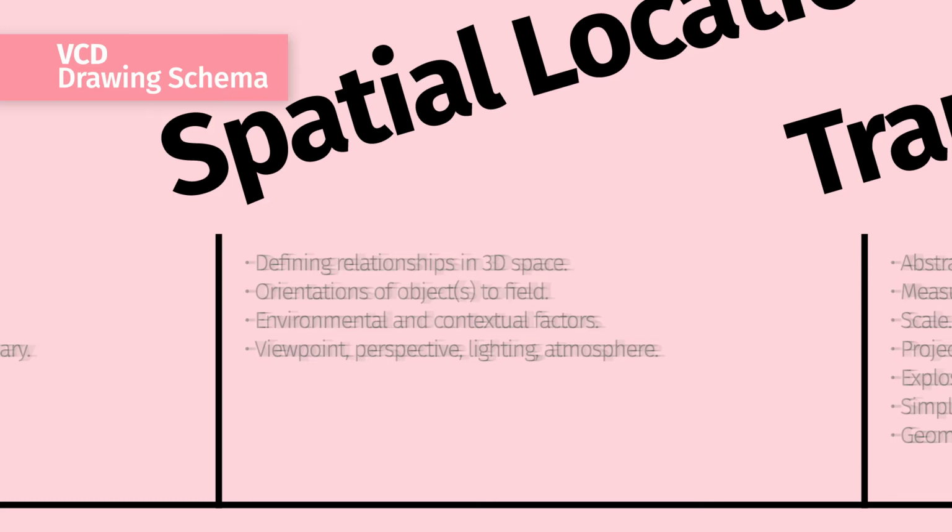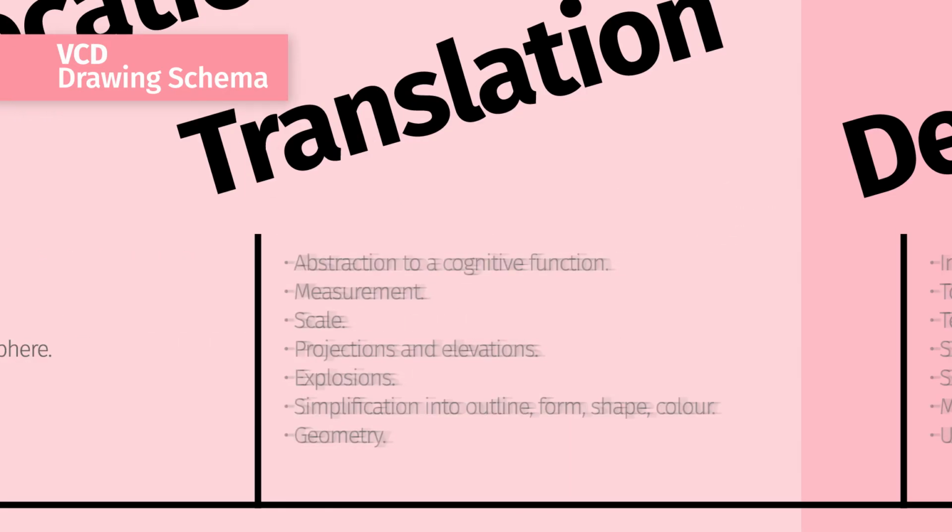And finally, within the observation stage is translation. So here's where students abstract the object in front of them into a sort of a cognitive model. At this stage, we start to form some really critical aspects related to VCD in terms of measurement, scale, thinking about projections and elevation, so how you look at faces on a 3D object. Also thinking about explosions, so how a complex object can be broken apart and what might be inside it. And also simplification into outline, form, shape and colour.